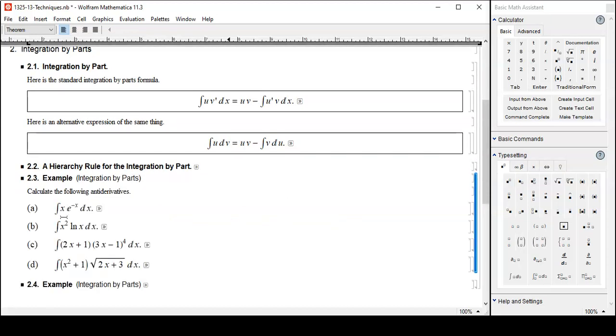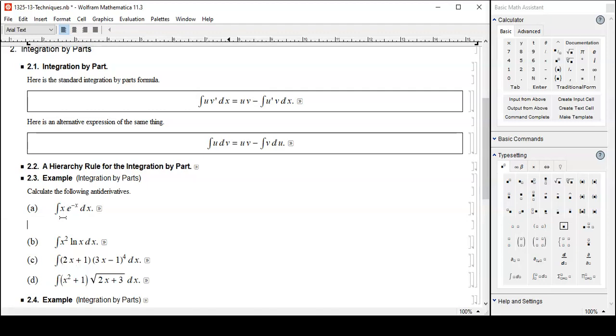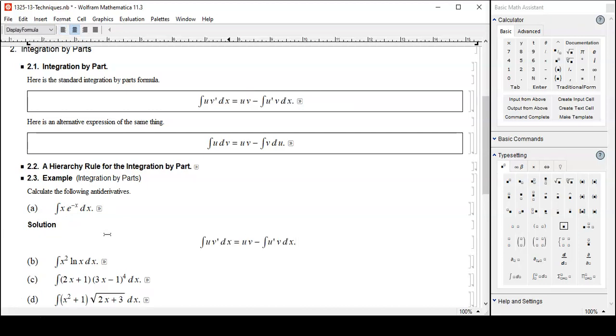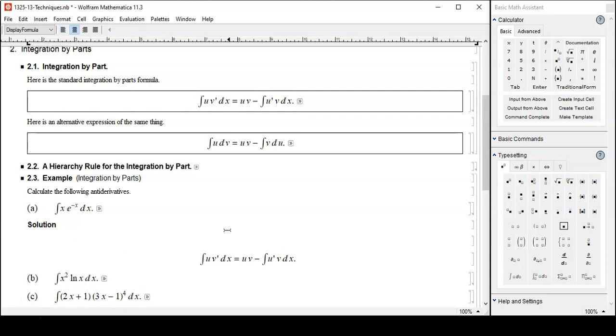Okay, let's study some example problems. All right, here we go. Let's use the first convention. From the hierarchy table, u is x, v prime is e to the negative x. So taking the derivative, u prime is 1, and v is the exponential staying the same.